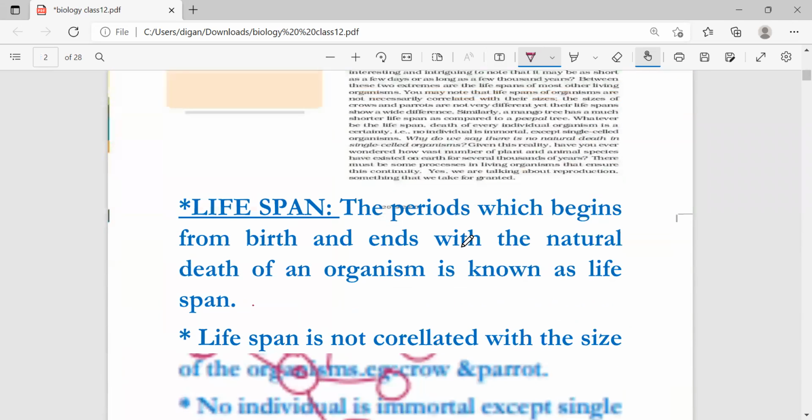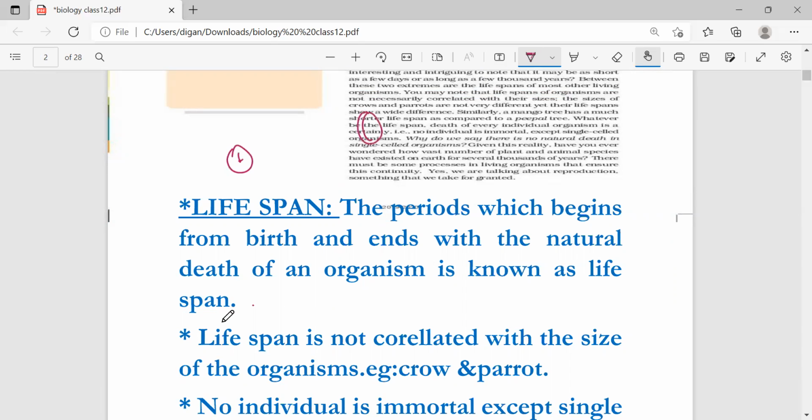First, the definition of lifespan is given. So what is lifespan? Lifespan means the period which begins from birth and ends with the natural death of an organism. Suppose this is the birth time of an organism and this is the natural death time of the organism. So this time period is known as lifespan. The death should be natural death, it should not be accidental death. So that long period from birth to natural death is known as lifespan.